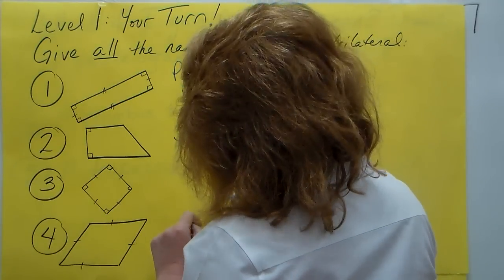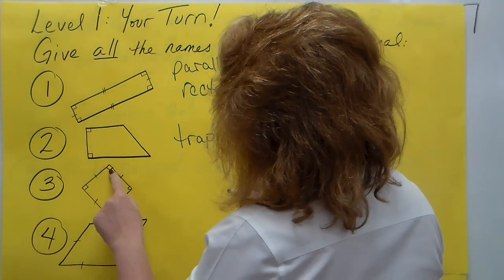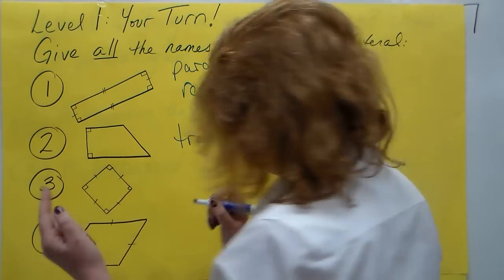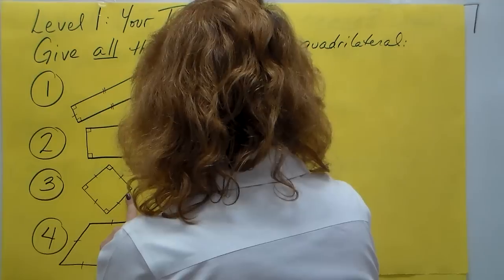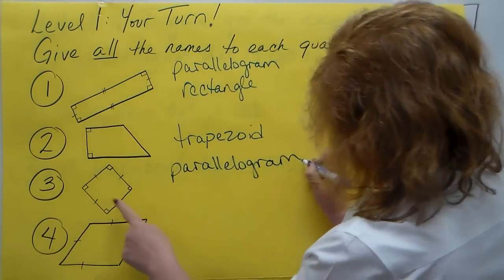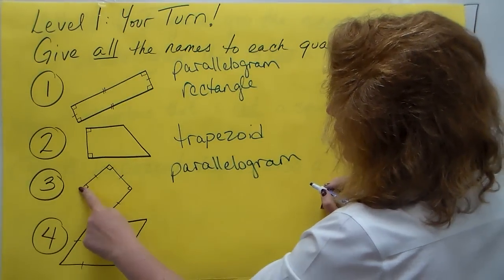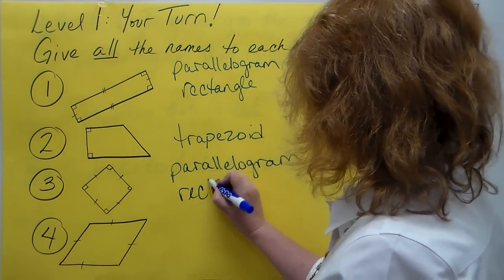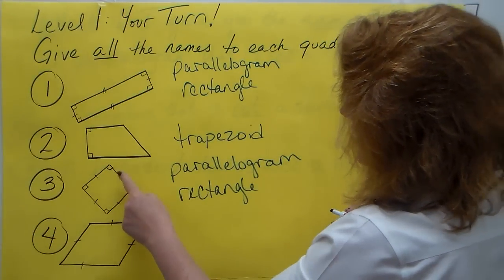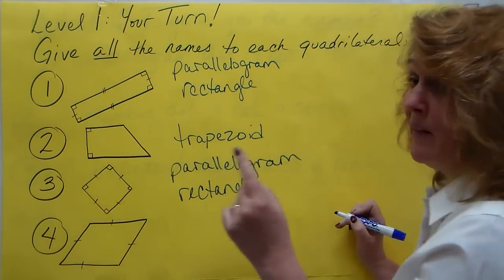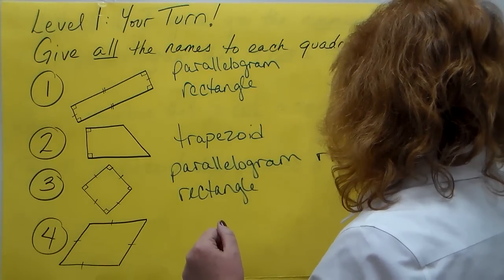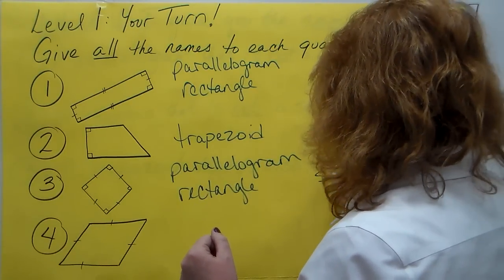This one, it's got two pairs of parallel sides. It's a parallelogram. It also has four right angles, which makes it a rectangle. It also has four sides that are the same length. That makes it a rhombus and a square.